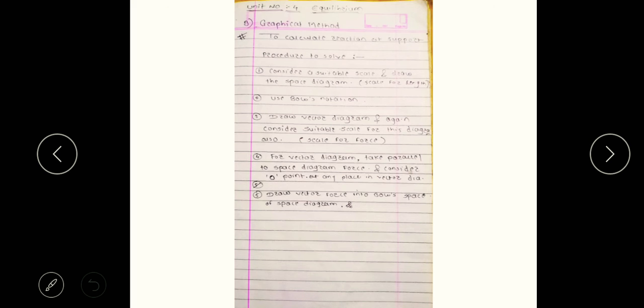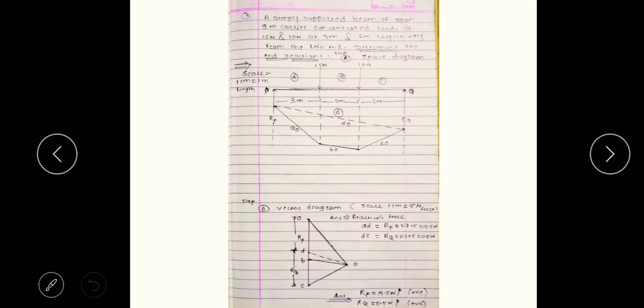Now come to the numerical. A simply supported beam of span 9 meter carries concentrated loads of 15 Newton and 10 Newton at 3 meter and 6 meter respectively from the left end. Determine the end reactions.